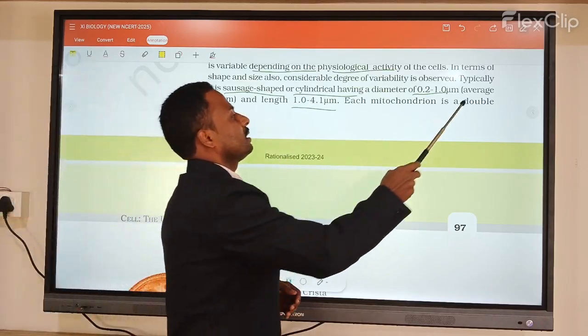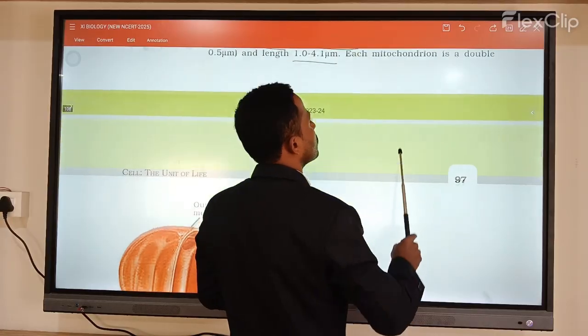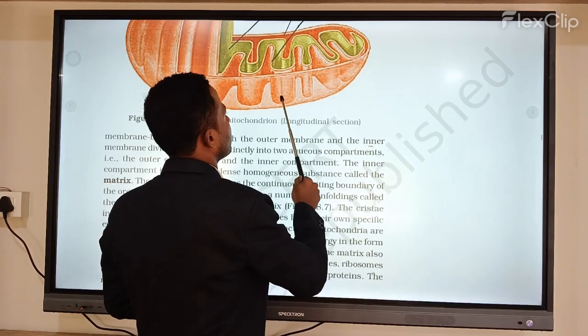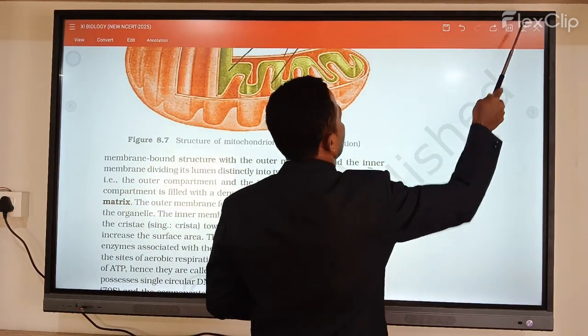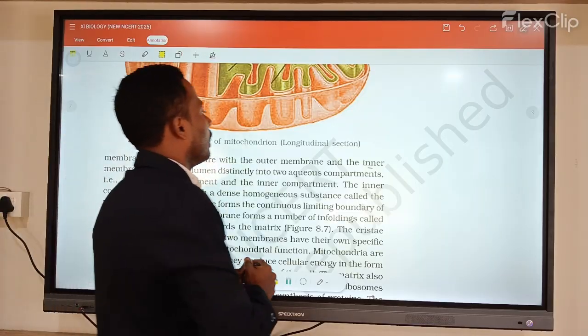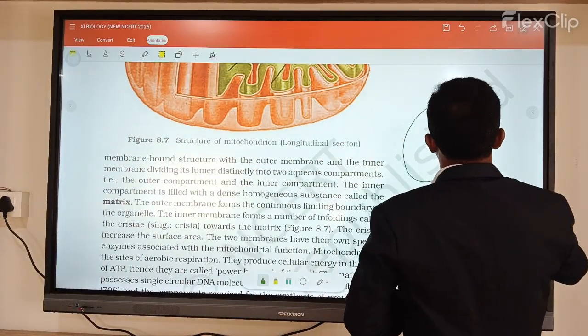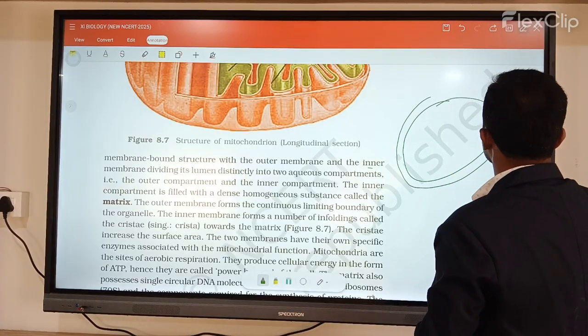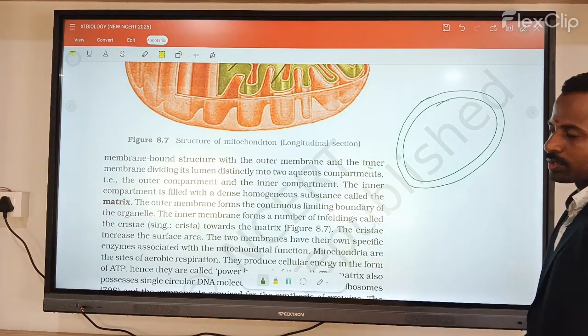Now, you see, a mitochondrion has a double membrane structure. The mitochondria have a double membrane structure. In this mitochondrion, the outer membrane is present. Say for example, I am taking one mitochondrion, it has a double membrane structure.